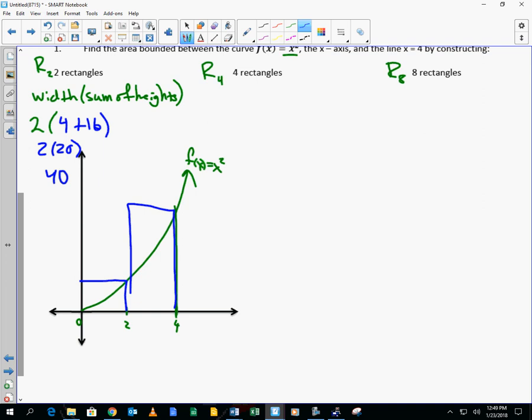Now I'd like to do, instead of 2 rectangles, I'd like to do 4. What's the width going to be? 1, times. So now I'm going to lay these out. I've got 1, 2, 3, 4. So where do I evaluate my first height? 1, then 2, then 3, then 4. You can see that the red rectangles are a better estimation than the blue ones, right? I mean, we get rid of some of this excess area, so that's good. So we got 1 plus 4 plus 9 plus 16, right? That makes a total of 30.